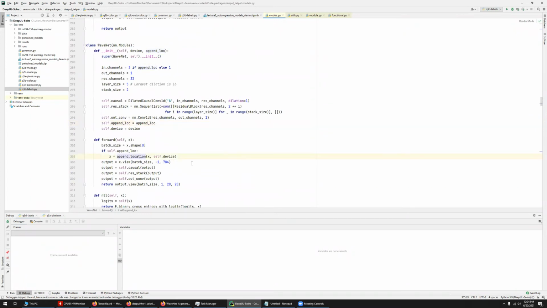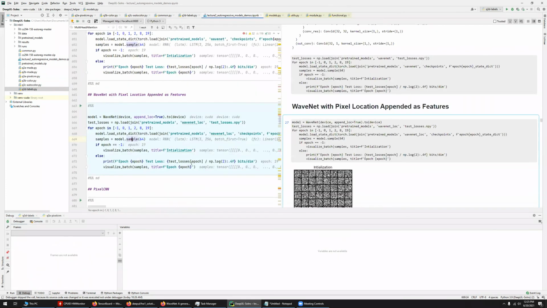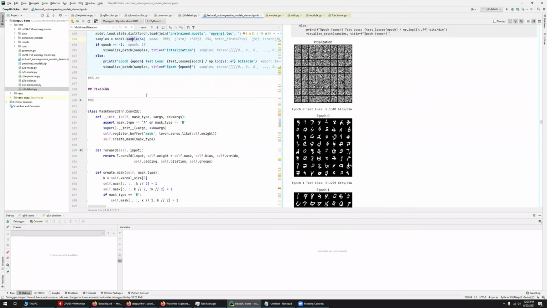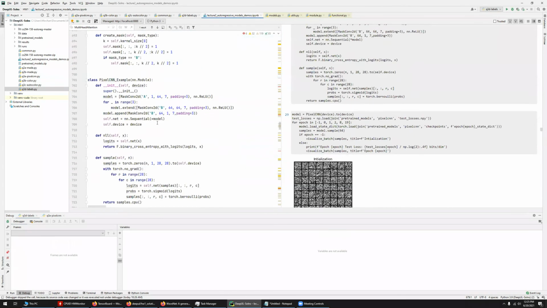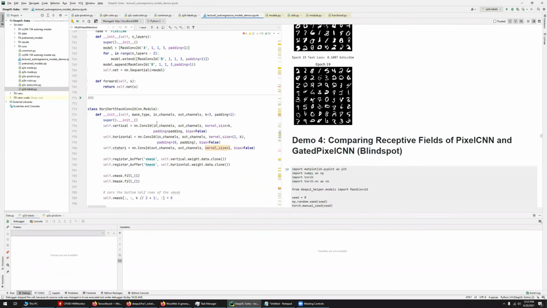Pen location. I think it's the same as before. Yeah, so they use the same technique of appending the location, both in WaveNet and PixelRNN. Okay, and so then we have PixelCNN, which we've already gone into in much detail. I think it's the same code as from the homework.